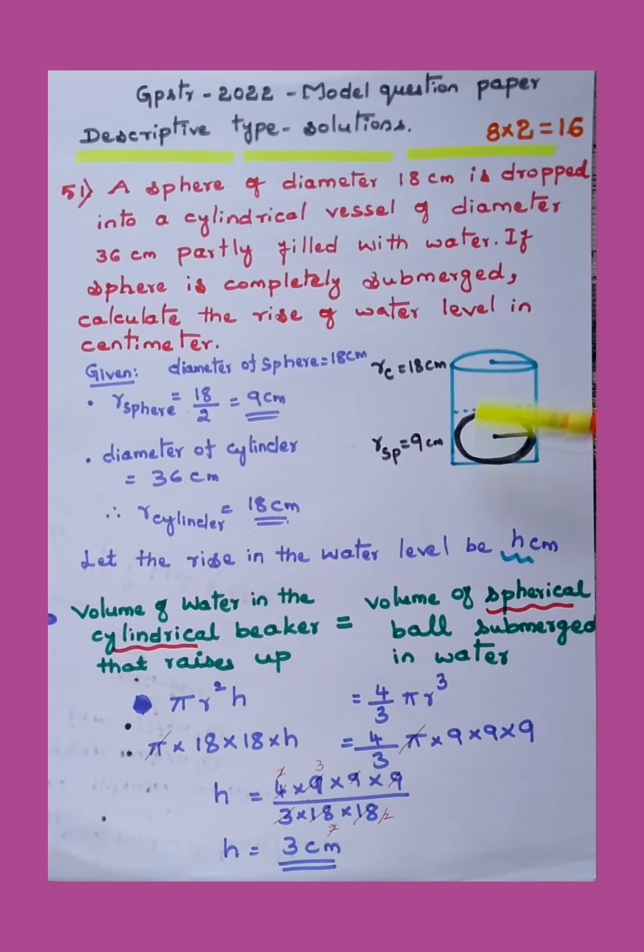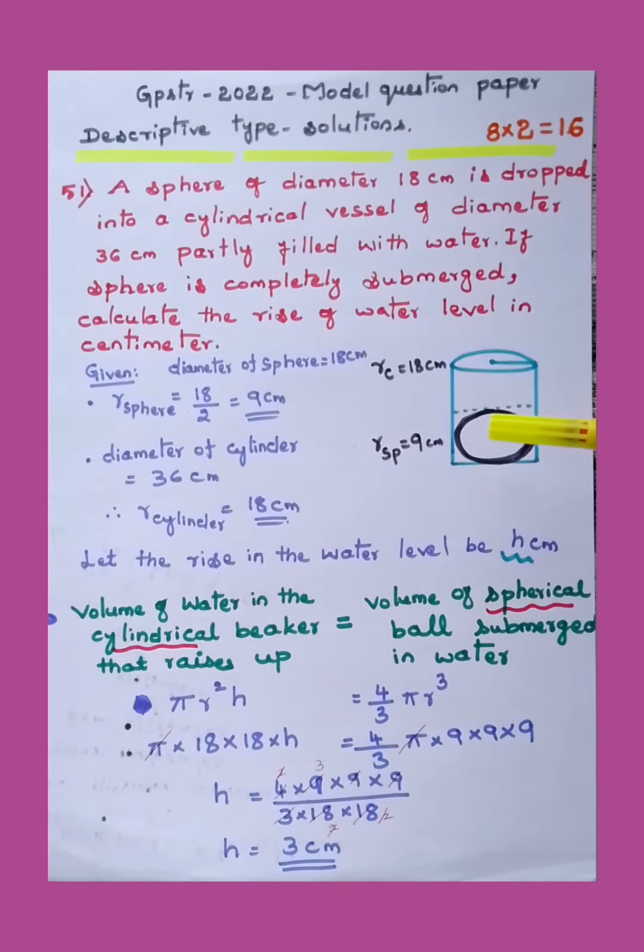If you drop this sphere into the cylindrical vessel, water level is raised. Let that raised water level be h. Now, according to the given circumstances in this question, the volume of water in the cylindrical beaker that rises up, that is the volume of the spherical ball submerged in the water. How much space this spherical ball occupies, that will be equal to the volume of the water which is raised in the cylindrical beaker, right?